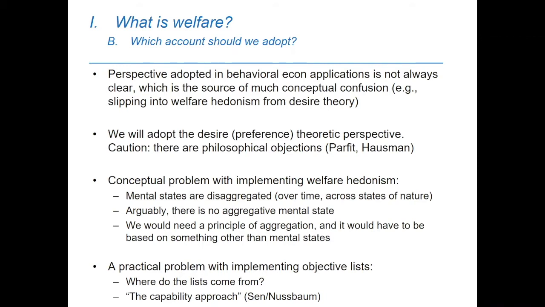So whether we're talking about aggregation at a point in time, across time, or across states of nature, we are going to need a principle of aggregation. And it would have to be based on something other than mental states because by definition, that aggregate is not a mental state. So where would such a principle come from? Well, we'll need some judgment about the importance of different types of mental states. What judgments should we use? Well, one type of judgment would be choices.